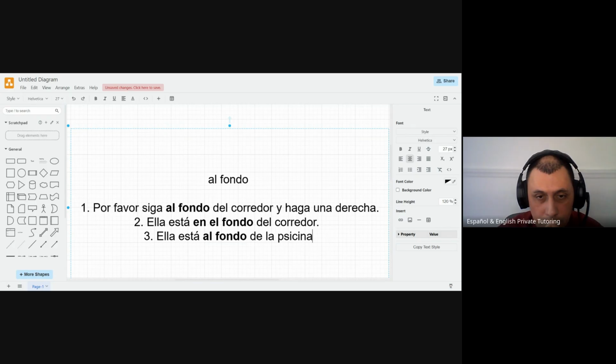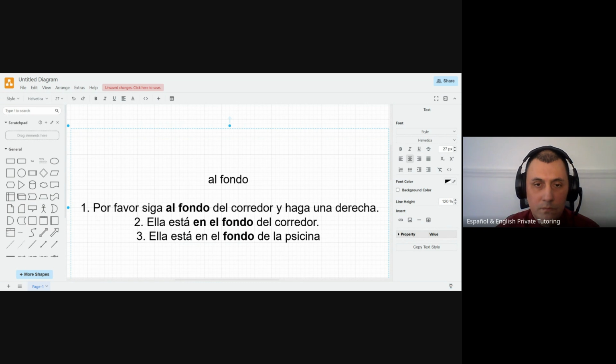Okay. Now, a in this case is being used for location, so I can also use en. When you're going to say at the bottom of, you can also say en el fondo. It's kind of saying in English, in the bottom of. You can also say this, and this is more common in Spanish than a. Está en el fondo de la piscina.